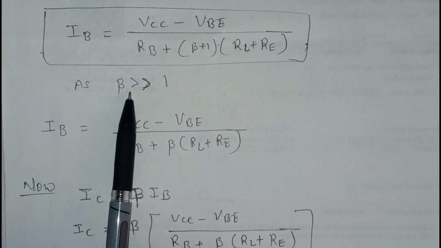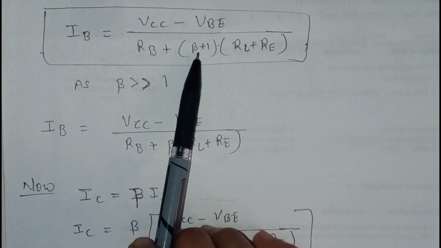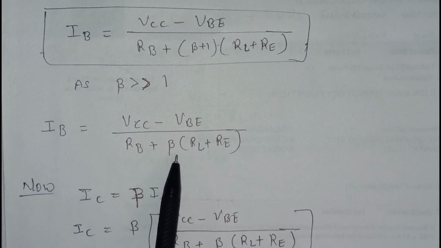As we know, this beta is much greater than 1. So we can neglect 1 here. Now the equation becomes this.